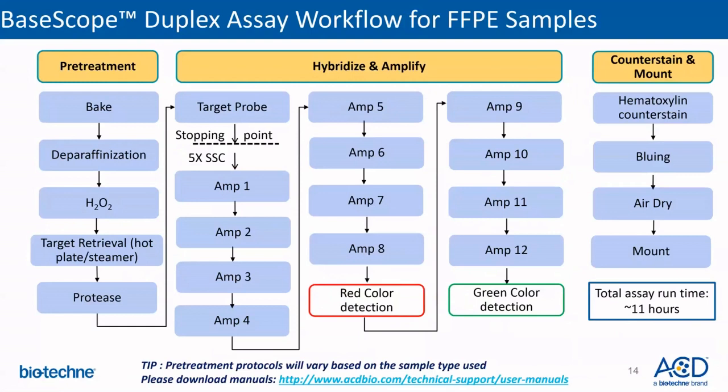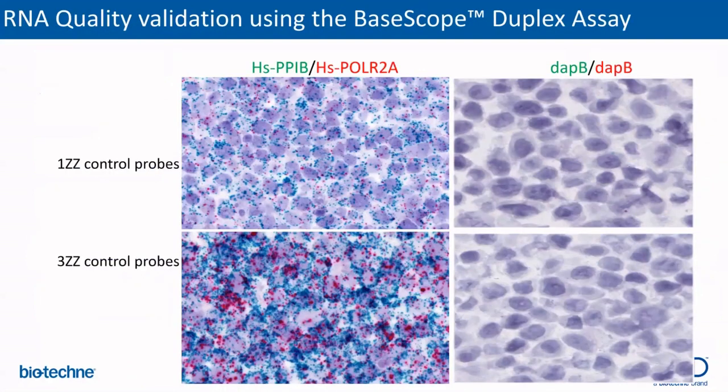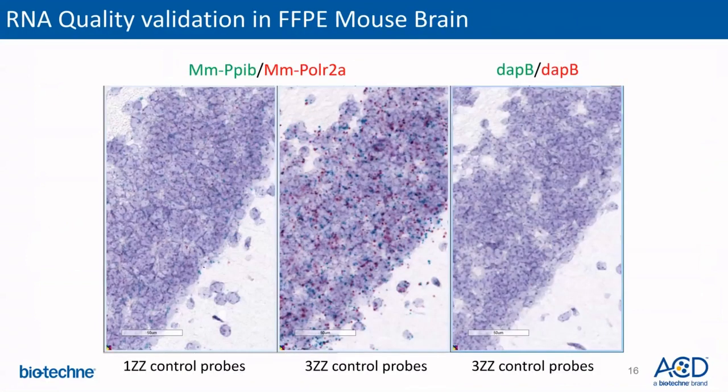The assay in total takes about 11 hours to run and has two different color detection, the red color and the green color detection for each target of interest. So once you've done this, the data should look something like this. As you can see, specific green and red dots for control probes, which are housekeeping genes. Here it is shown on cell pellets. Something similar you would also see when you're using tissues. As you can see, individual green and red dots indicating that the housekeeping mRNA can be detected.